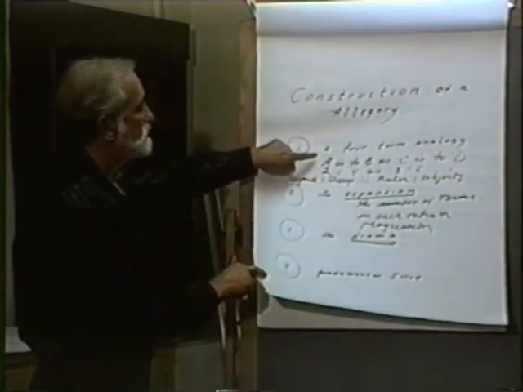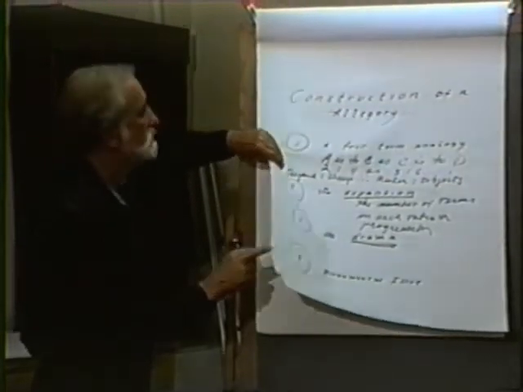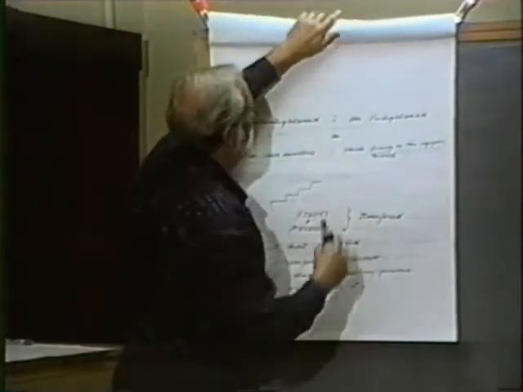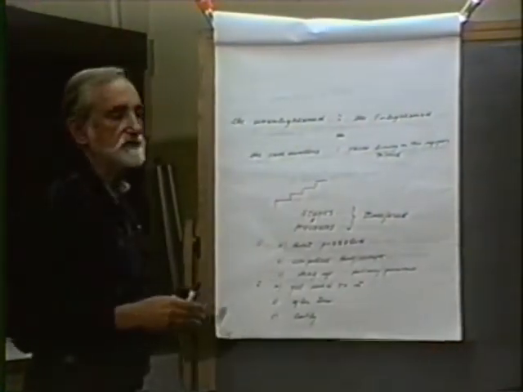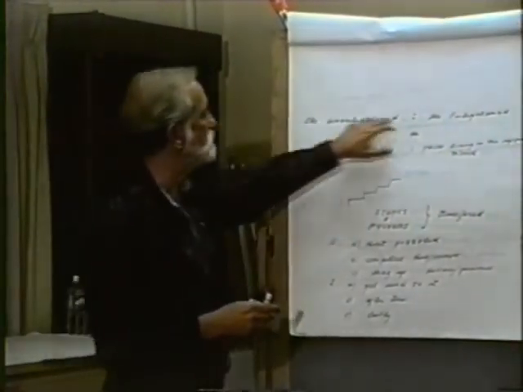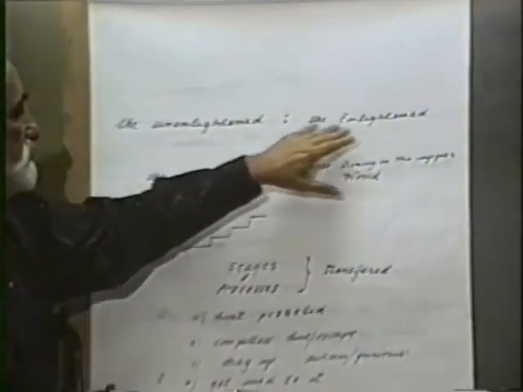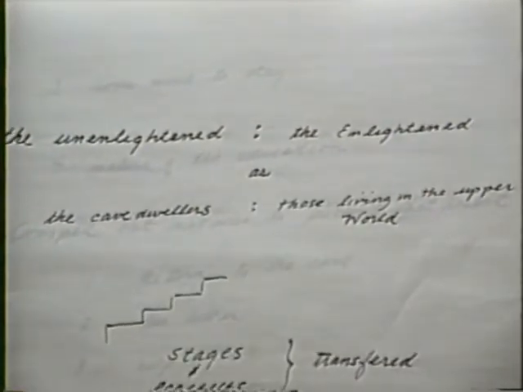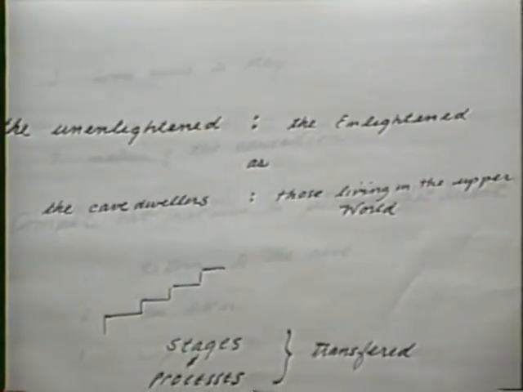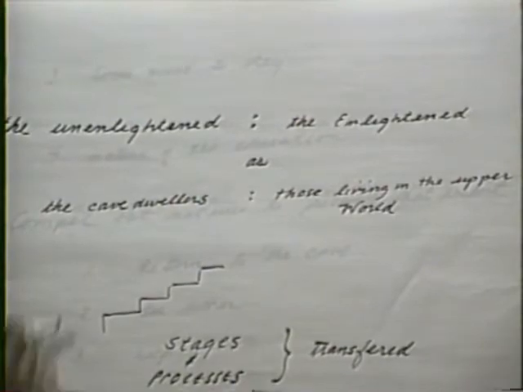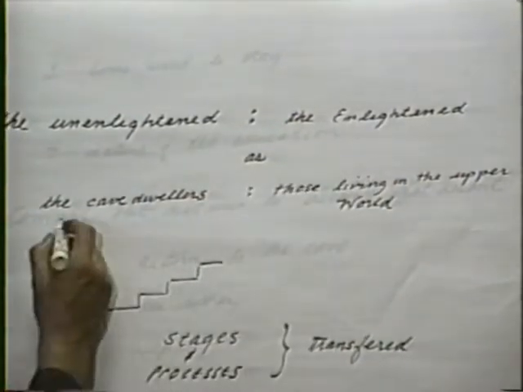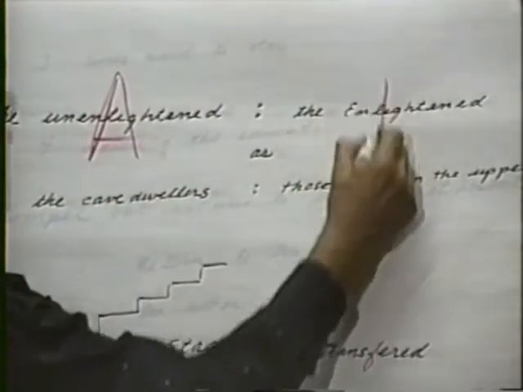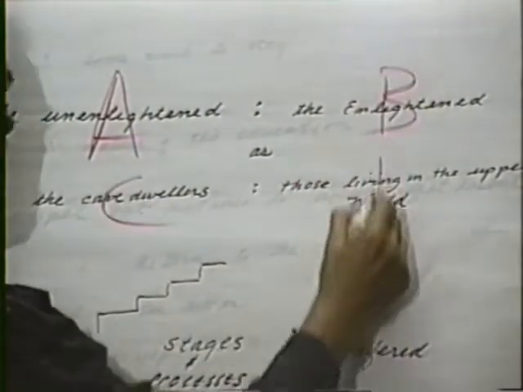Now, what is going to be our four terminology? Now, the Jowett translation translates the opening lines of Plato's allegory of the cave using these two terms, the unenlightened and the enlightened. And that's, I think, the proper way to translate it. So this is our four terminology. The unenlightened are to the enlightened as cave dwellers are to those living in the upper world. A is to B, as C is to D.